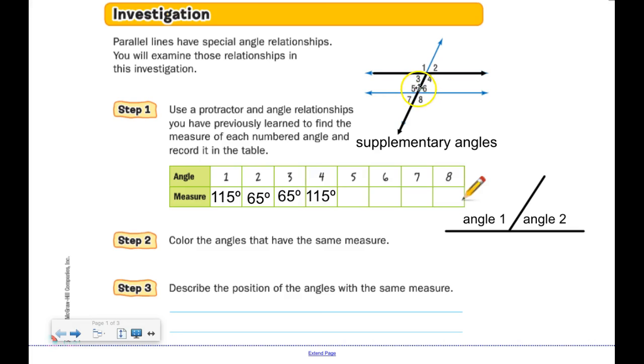And I'll give you a hint. It should look very similar to angle 1. So pause the video now, measure angle 5, and come back with your results with your protractor.